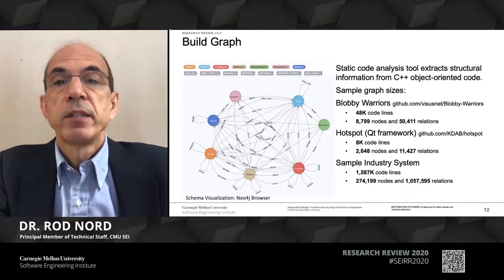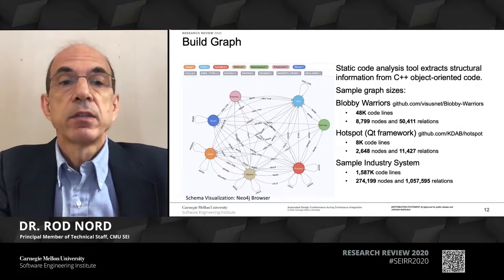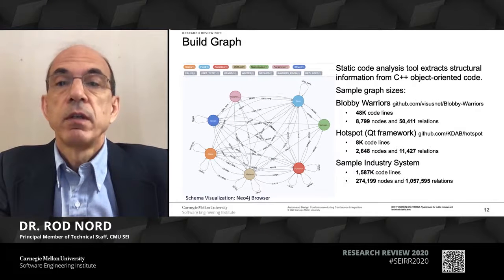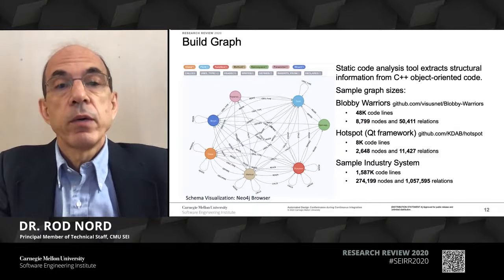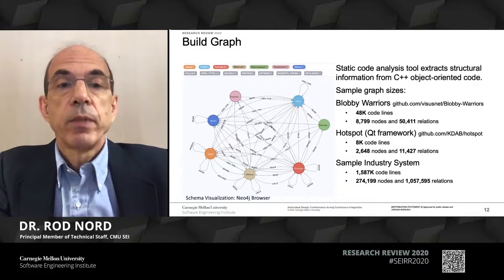Any machine learning project depends on input data. We've identified initial data sets for our tasks. Static code analysis tools extract structural information from source code. We're working with C++ object-oriented code from open source repositories with plans to scale to industry-sized systems.